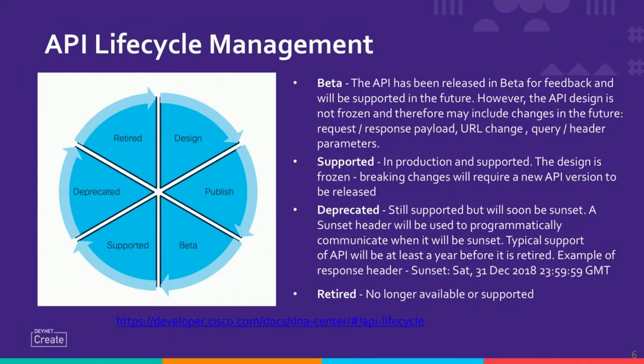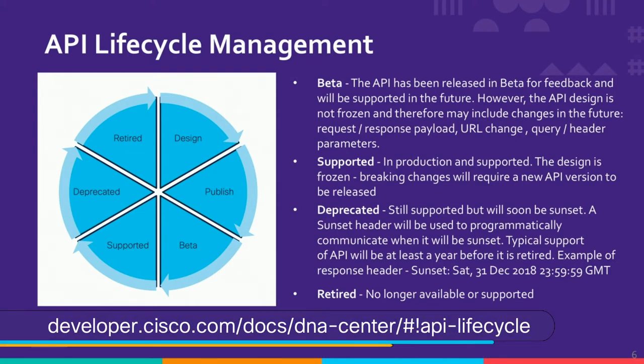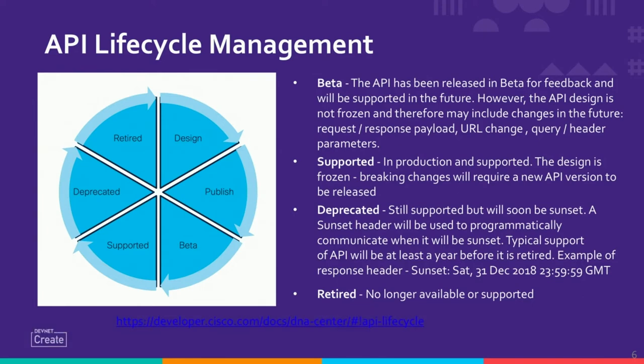The API lifecycle management for Cisco DNA Center is here as a reference for you. Some APIs are going to be published on Cisco DNA Center as beta. These APIs may change when they go into production, when they become supported. Once an API is supported, we will basically maintain that API and not make any changes. As we need to release new APIs with updated functionality, we will deprecate and inform you of the APIs that will be retired.